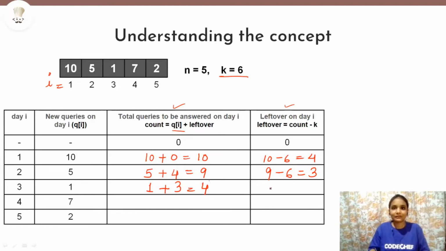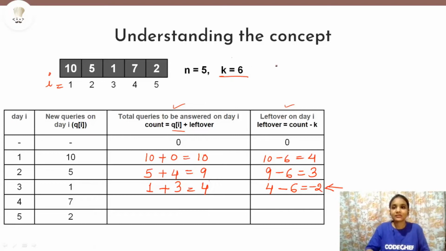Definitely our leftover will be negative, because leftover equals count minus k. 4 is the count, that is the total number of queries chef has to answer, and the maximum queries that he can answer is 6. So 4 minus 6 equals minus 2. So definitely this is the day when chef is answering less than maximum queries, less than k queries.